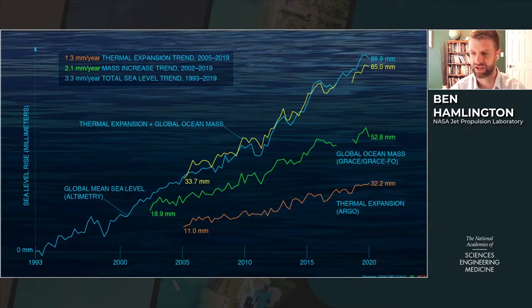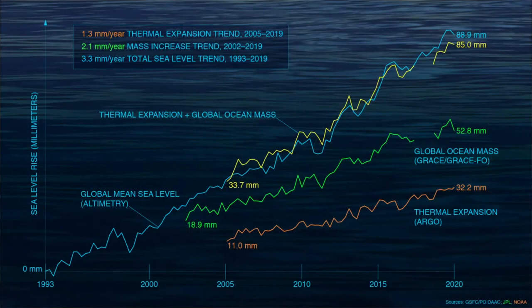I know there's a lot going on in this figure, but the point here is that the barystatic sea level change in green and the thermosteric sea level change in orange, you add those two together, you get the yellow line, and it matches up reasonably well with the altimetry data. So from these observations, we have a pretty good understanding of why sea level is changing on global scales and what's driving those changes.